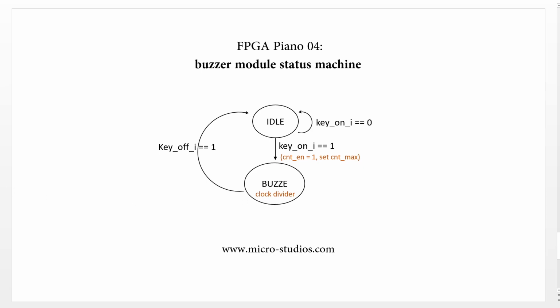So when the key is released, we disable the clock divider, making this value equal to 0. We stop the clock divider. When we make this value equal to 1, we start the clock divider. And by setting this value, we will output different frequencies from the clock divider to drive the buzzer.